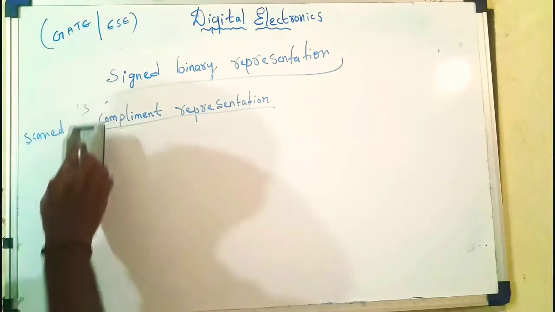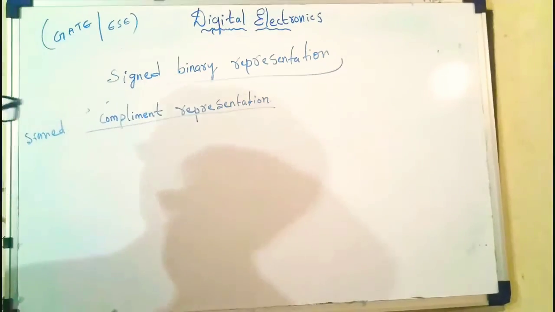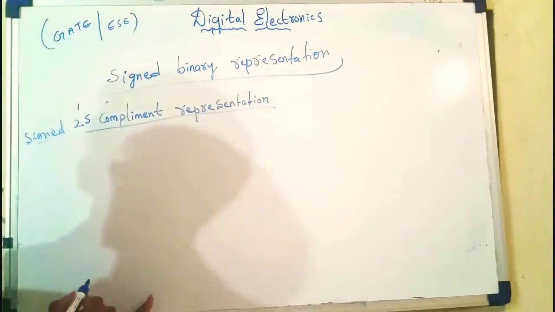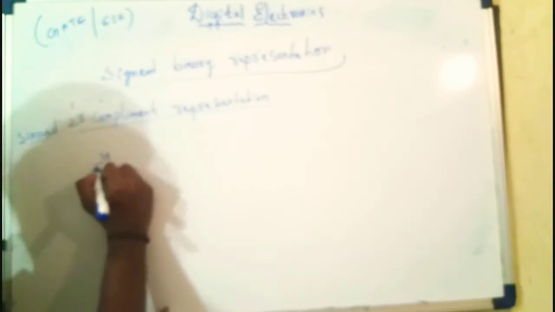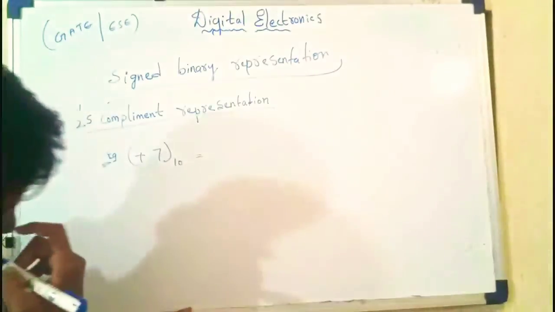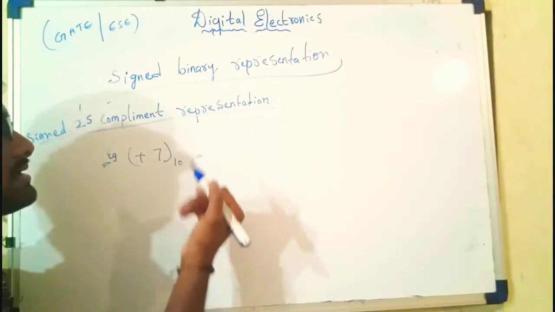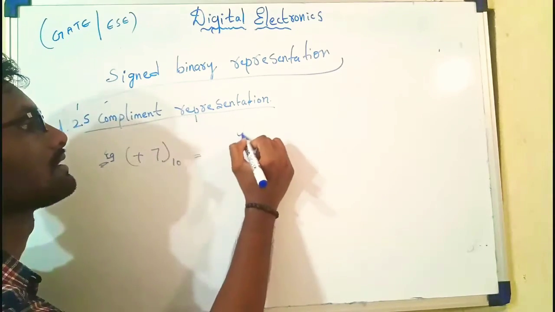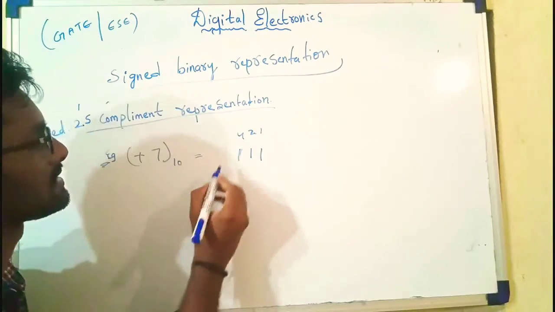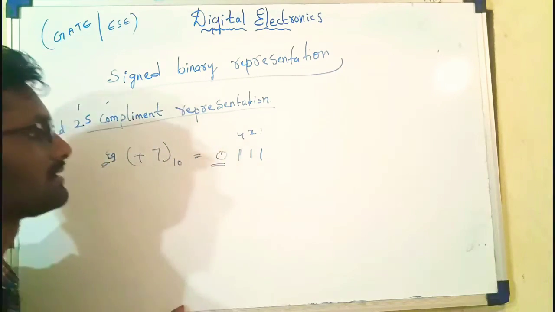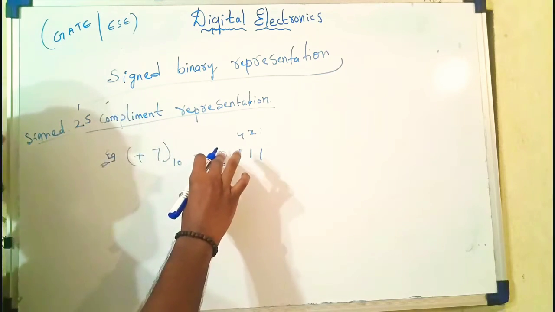Now we will see the third representation, sign 2's complement representation. Let us take an example of plus 7 base 10. Here plus 7 is nothing but a positive number. For 7 the binary value is 111. Plus indicates that the number is positive. For a positive number, the MSB, the sign bit, will be 0.